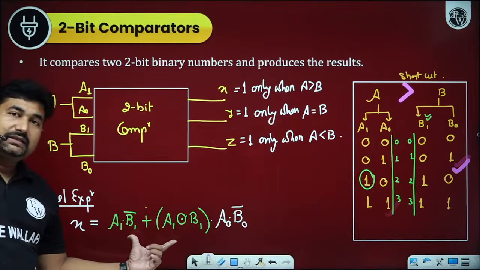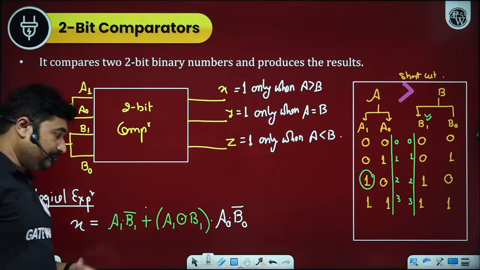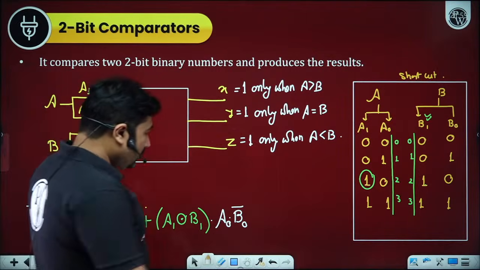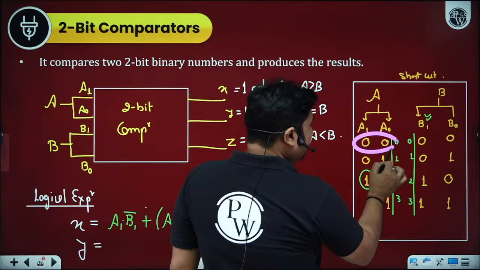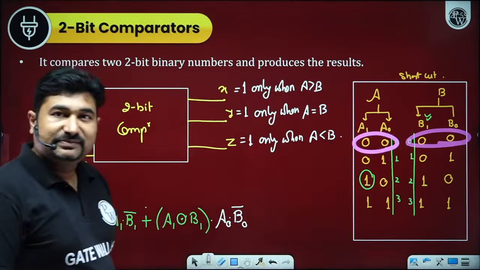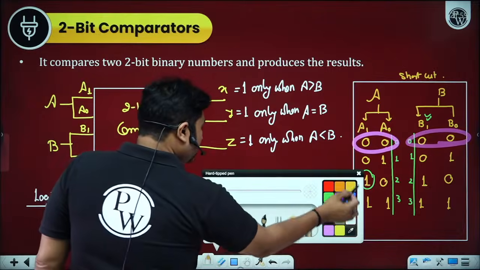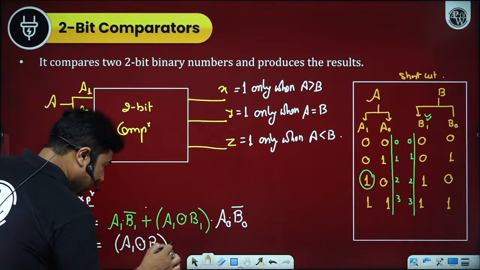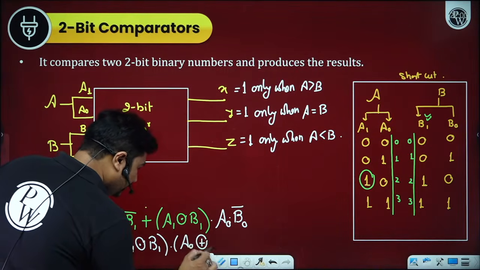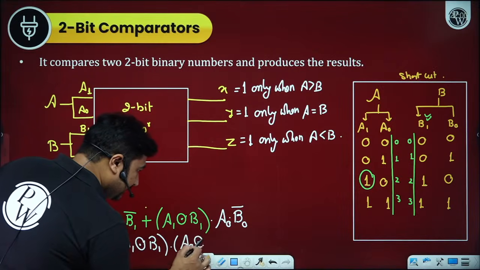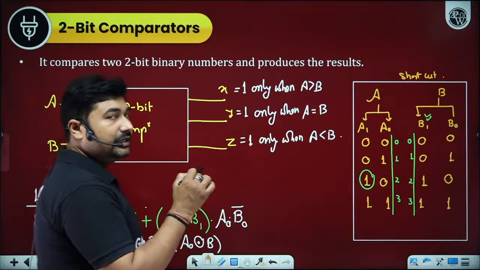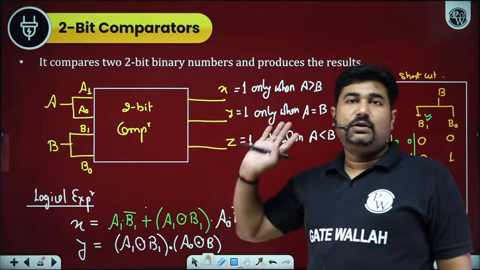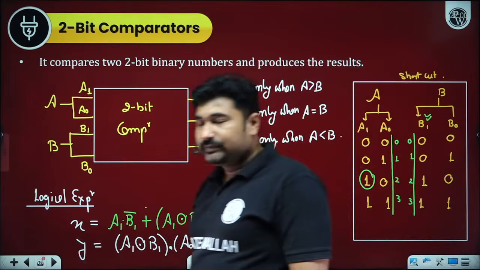How many of you are able to understand how I have written the expression of X? In the same way, can you write the expression of Y as well? What is the logical expression for Y? Sir, A1 B1 must be equal to A0 B0. So A1 XNOR B1 as well as A0 XNOR B0. When both these conditions are satisfied, then only your output Y will become high. If any one of the conditions is not met, your Y will remain low. Is it okay? Yes, sir.